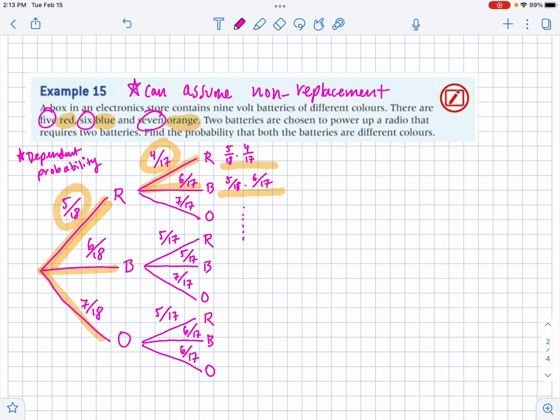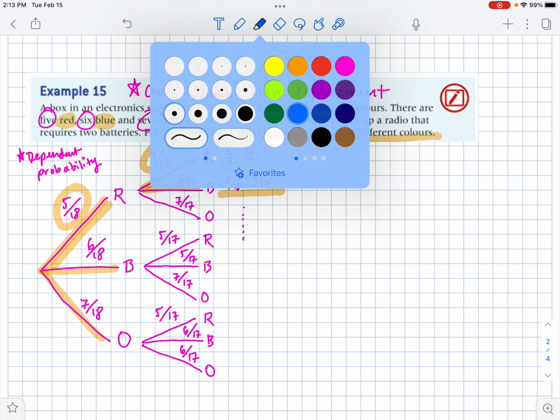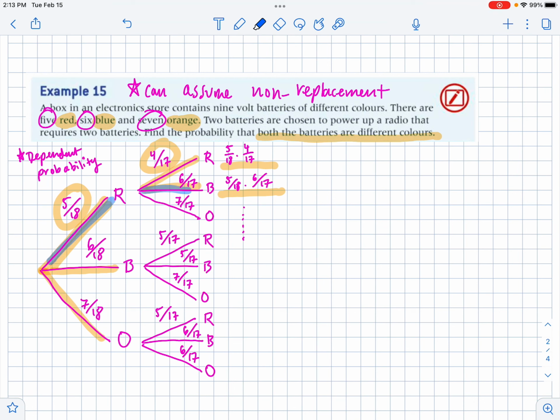Now, I'm not going to find every single one because we're trying to answer a certain question with this problem, which is find the probability that both batteries are different colors. I'm going to show you guys 2 different ways to do this. The first way would be finding all the scenarios where you select 2 different colors and adding together all their probabilities. So the ways that you get 2 different colors are red, blue, red, orange, blue, red, blue, orange, orange, red, orange, blue.